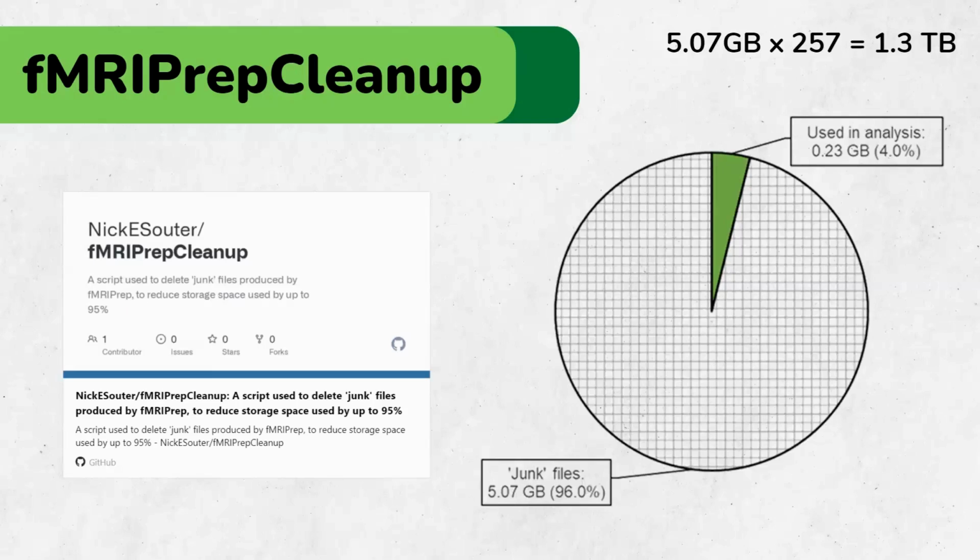After combing through and doing a bit of an audit, we found that for each subject, about 96% of that could be considered junk by our definition, in terms of we were never going to use it again in any analysis. So we developed this tool, fMRIPrep Cleanup, which can automatically comb over this kind of standardized output of this program and delete that junk data, just leaving you with what you're realistically going to need going forward.